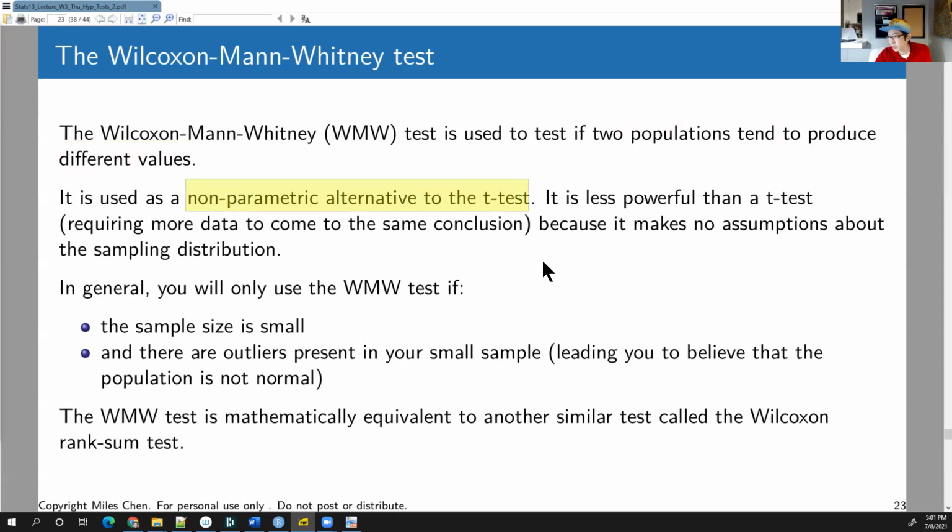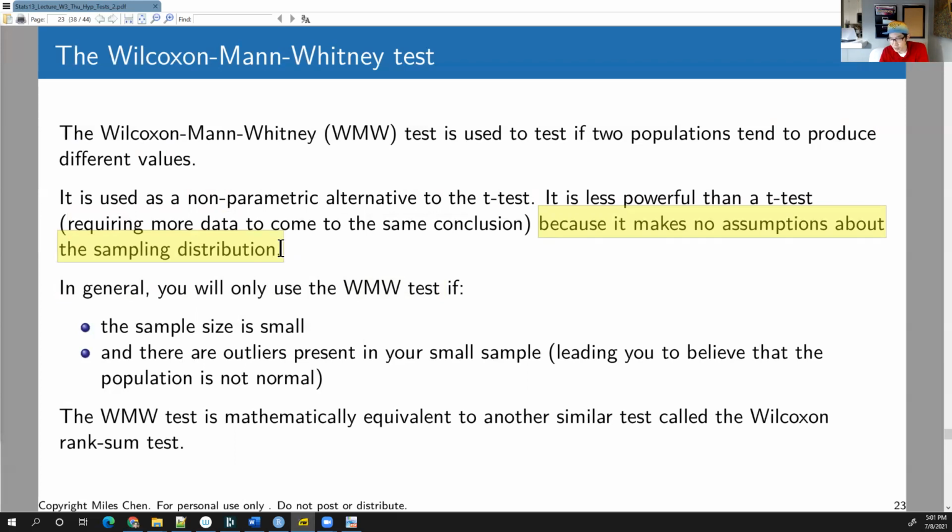In general, non-parametric tests are going to be less powerful than their parametric counterparts. So the Wilcoxon-Mann-Whitney is less powerful than a t-test, meaning if you can use the t-test, you should use the t-test, okay? Because if it's less powerful, that means it requires more data to come to the same conclusion. You've got to gather more data just to conclude that the two groups are different. But the reason for that is that it's making fewer assumptions about the sampling distribution. The t-test assumes the sampling distribution is normal, whereas the Wilcoxon-Mann-Whitney does not make that kind of assumption.